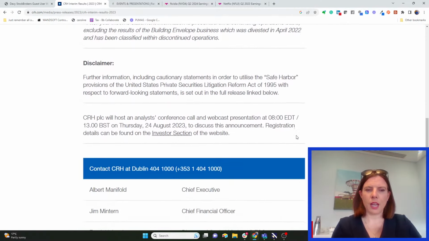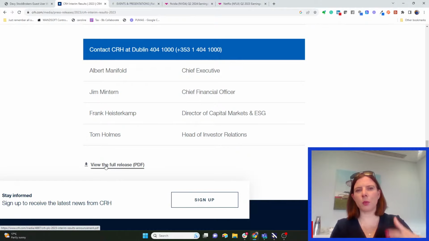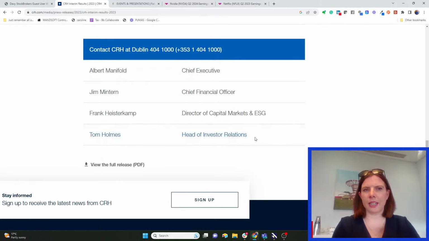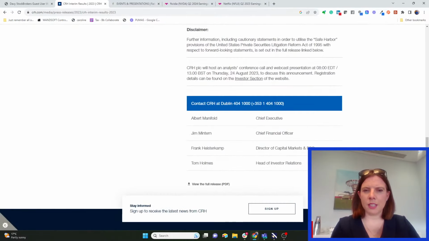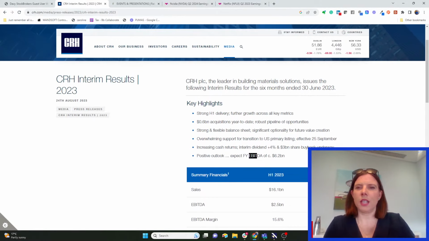Okay. And then if we scroll on down, we can see the full release. And this will give us the full level of detail. Now, what I do want to point out is that this tells you the short version of what the company wants you to know. And of course it does.